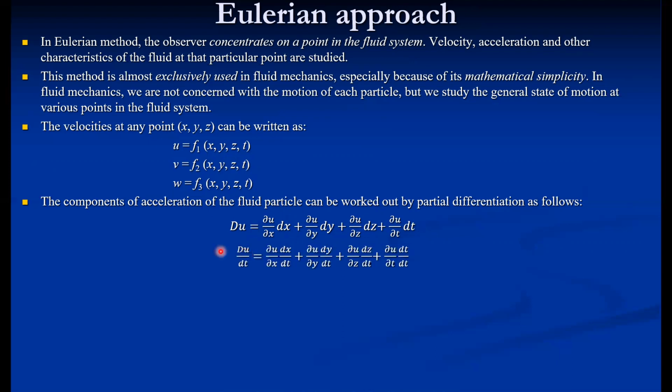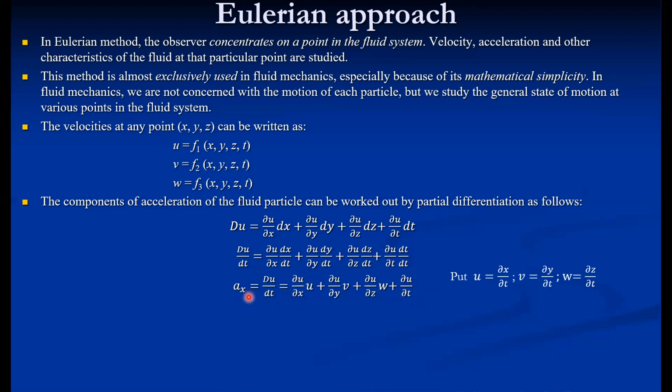So if we divide both sides by dt, we have this expression. But in this expression, dx/dt is nothing but the velocity along the x direction at that particular point. Similarly, dy/dt is the y component of velocity, and dz/dt is the z component of velocity. So by putting u, v, w instead of dx/dt, dy/dt, dz/dt, we get this expression. Here du/dt, where d is used for the total derivative, is the acceleration, because it varies with respect to space coordinates as well as with time.